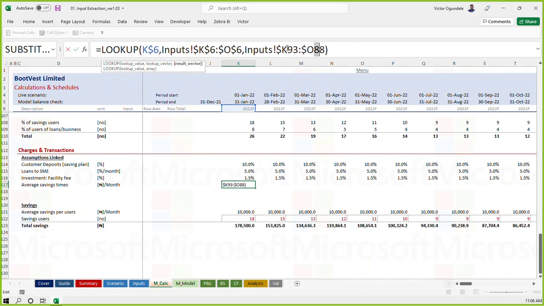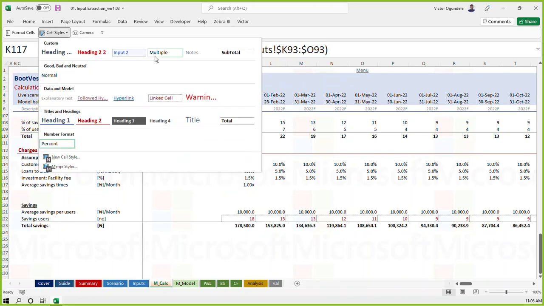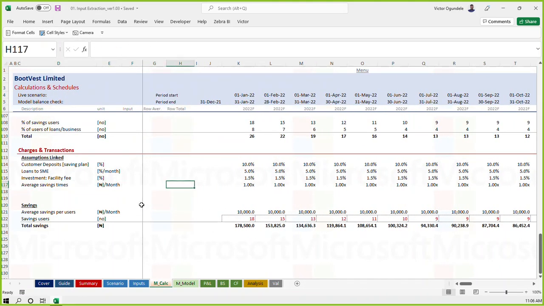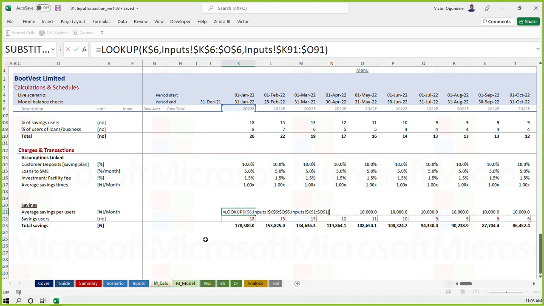I'm quite sure you are now seeing how easy it is to even build a monthly model, right? Just follow the standard, structure your model very well. So this is average savings per month. So let's just multiply this average savings by this average saving times that we have here.